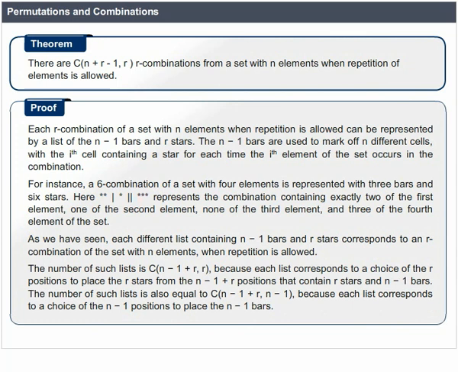As we have seen, each different list containing n-1 bars and r stars corresponds to an r-combination of the set with n elements. When repetition is allowed, the number of such lists is C(n-1+r, r), because each list corresponds to a choice of the r positions to place the r stars from the n-1+r positions that contain r stars and n-1 bars. The number of such lists is also equal to C(n-1+r, n-1), because each list corresponds to a choice of the n-1 positions to place the n-1 bars.